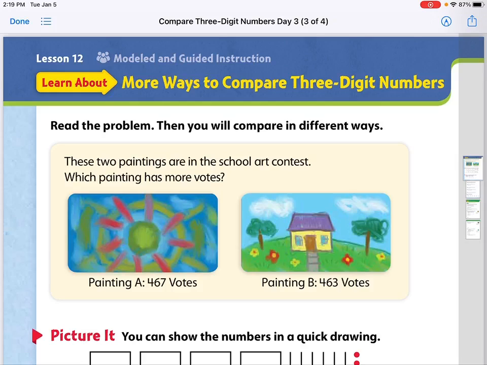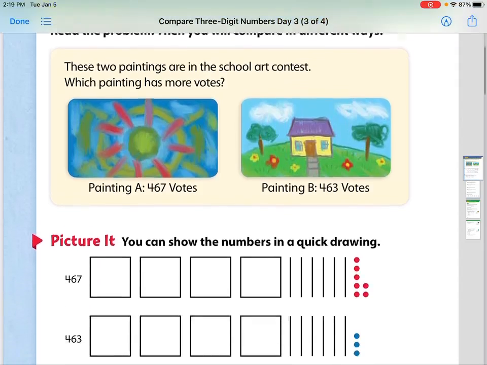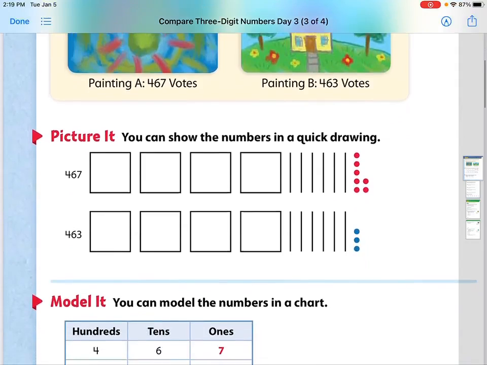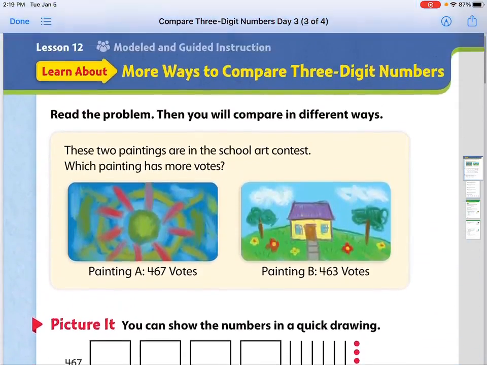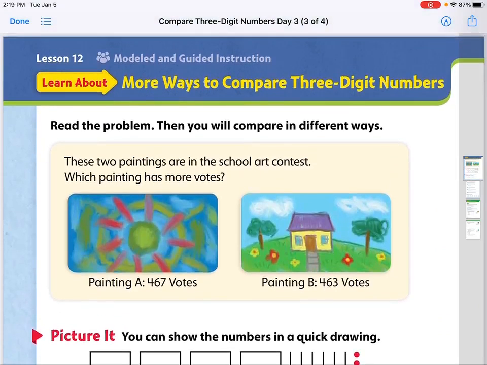On this first page, it gives us a little story to think about, and then it gives us a couple different ways that you could go about solving a comparing problem. So let's go ahead and read that little story. It says, these two paintings are in the school art contest. Which painting has more votes?